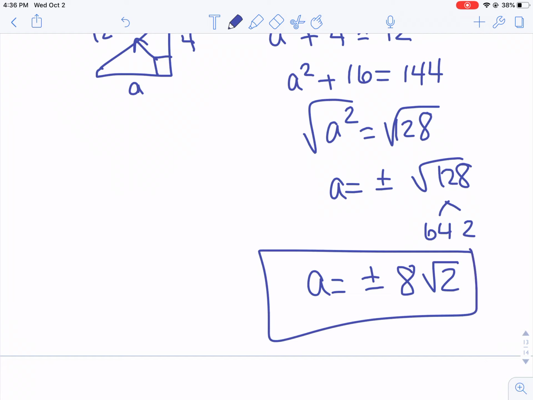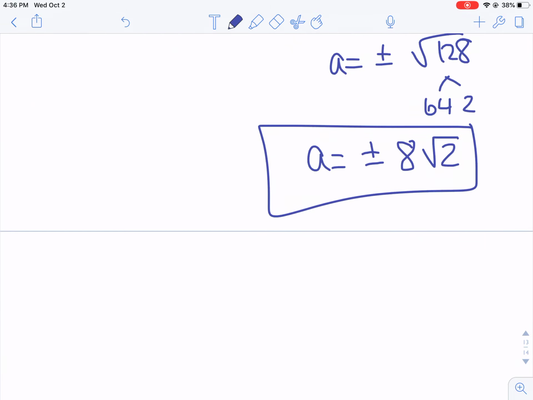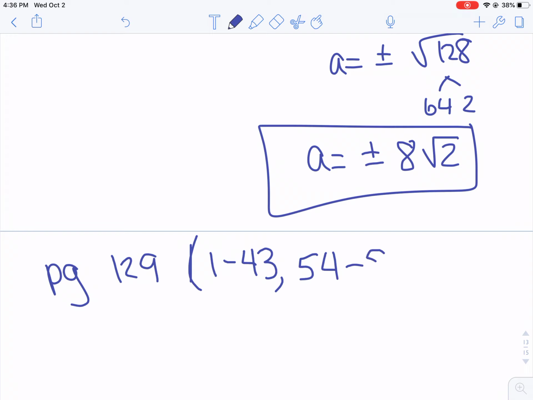And that is the lesson in all its entirety, okay? So, I'm sorry that was so stinking long. Your homework is page 129. You are going to do 1 through 43 and 54 through 58, and I hope that's not too much. I'm sorry if it is.